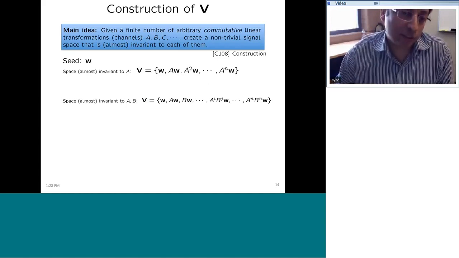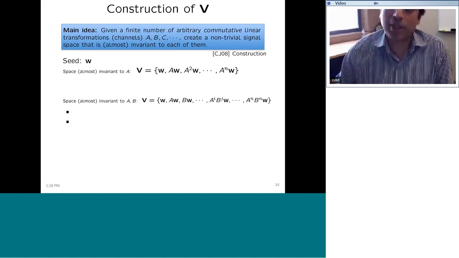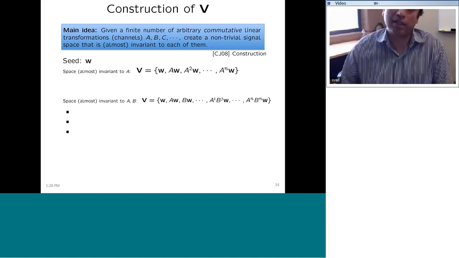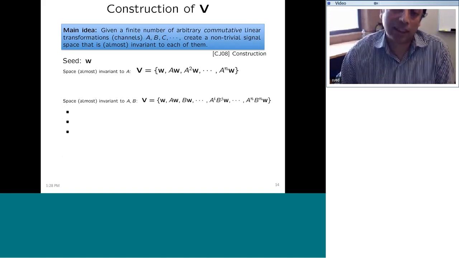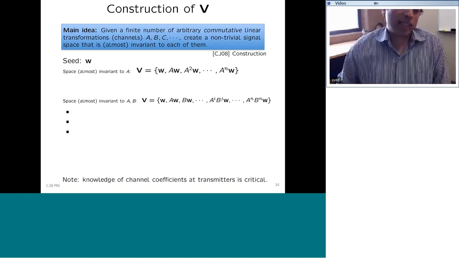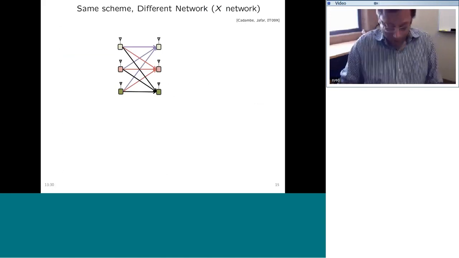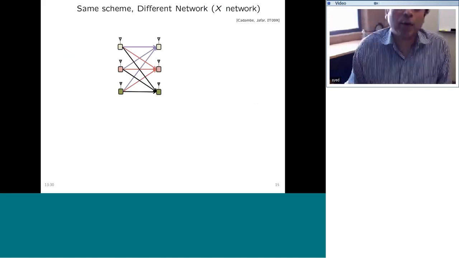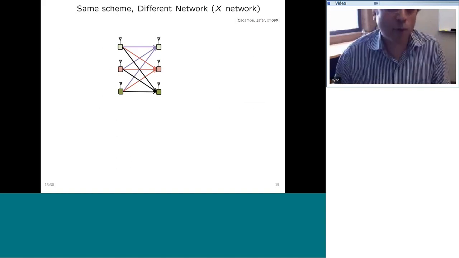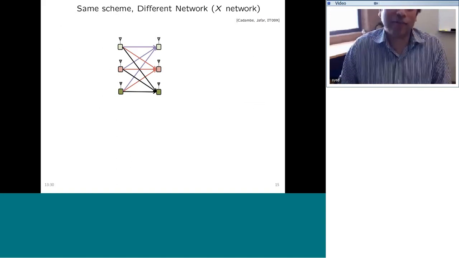And now that you can do it with 2, you can do it with any number of them. So this is essentially how you create that space V, which can be invariant to any number of TI transformations that you choose. But of course, as I said, the knowledge of channel coefficients is critical here. Now, what I want to point out next is why this scheme is general, how it can solve most, if not all, interference alignment problems.